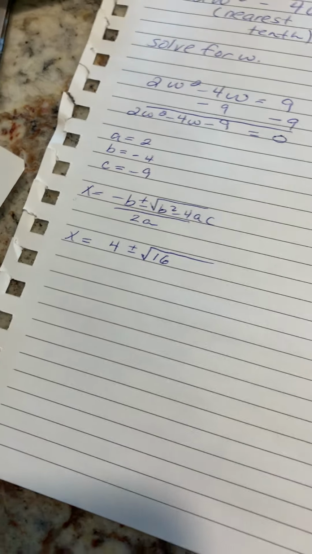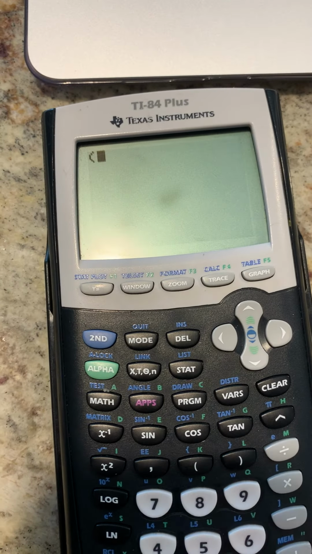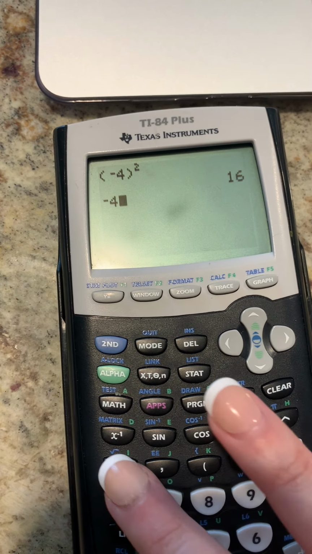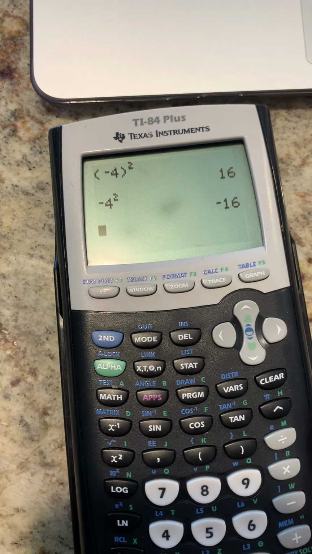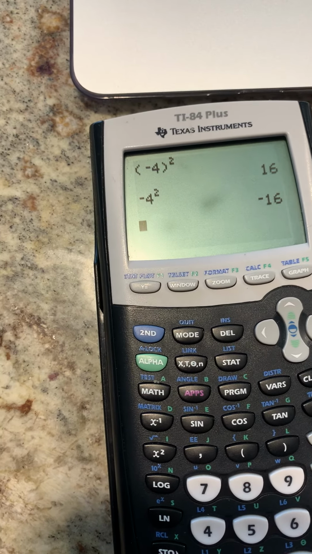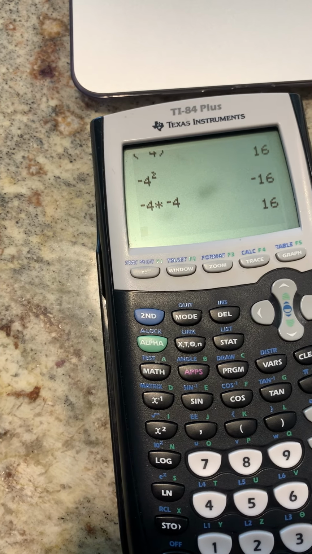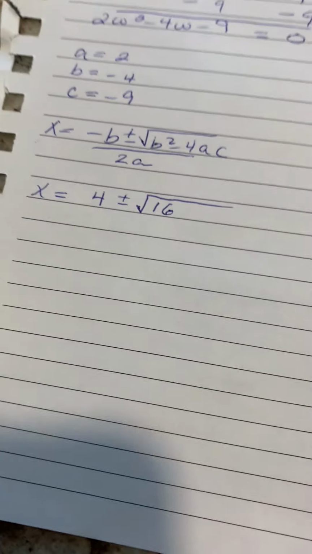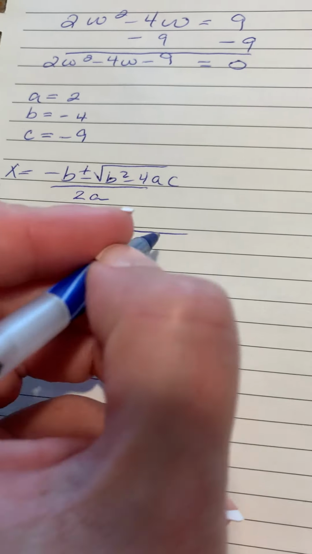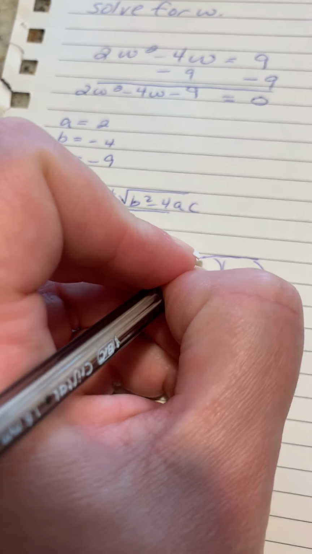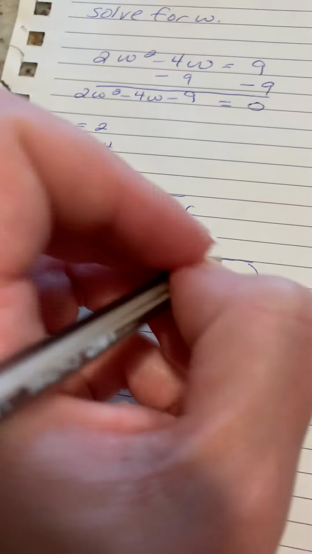I can also do that in my calculator, negative 4 squared. Just make sure there are parentheses around it, because if you type negative 4 squared without them, you won't get the right answer. You could also just do negative 4 times itself, because squaring a number is just multiplying it by itself. Either way, it's 16 minus 4 times a times c. So I'm going to do 4 times what times what? a is 2, so 4 times 2 times negative 9, which is c.